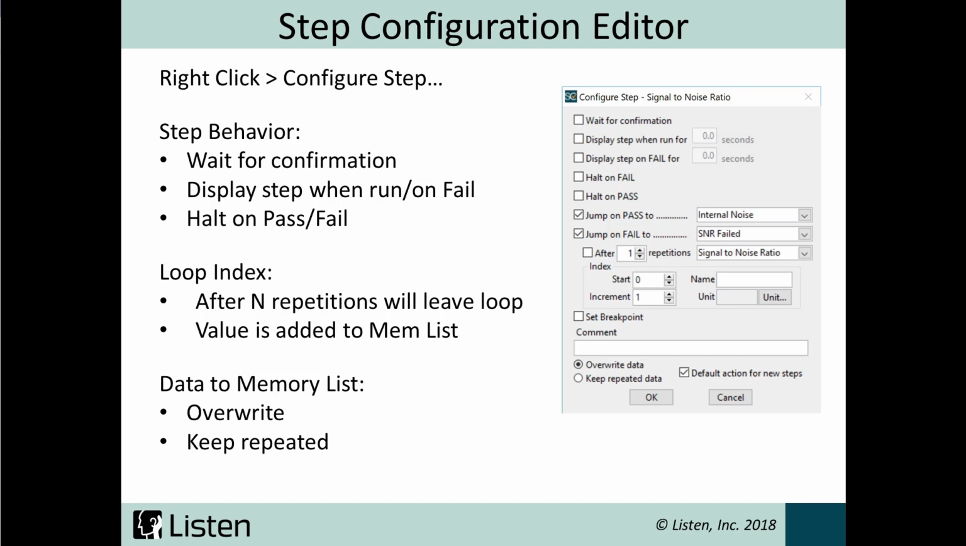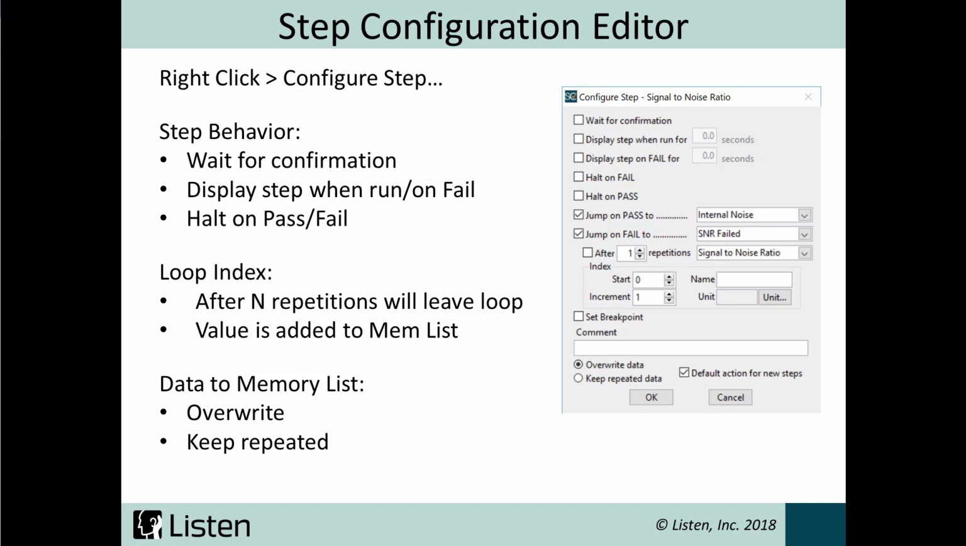If wait for confirmation is enabled, the sequence will not continue until Enter is pressed. Displaying a step when run will actually show us the step when it is run, and we can define a time in seconds for how long it is displayed to us. We can also display the step only when it fails. We can set the steps to halt on fail or halt on pass. This will just stop the sequence if those conditions are met.